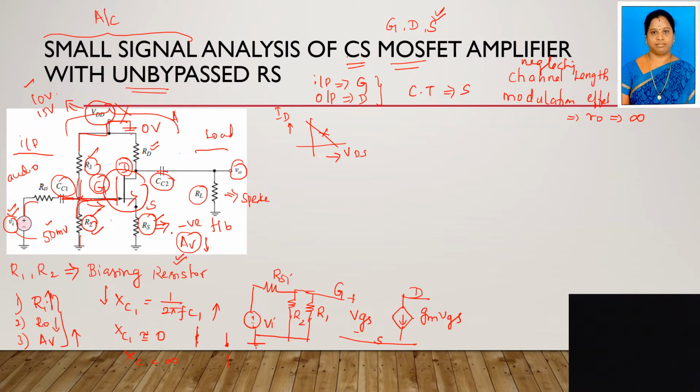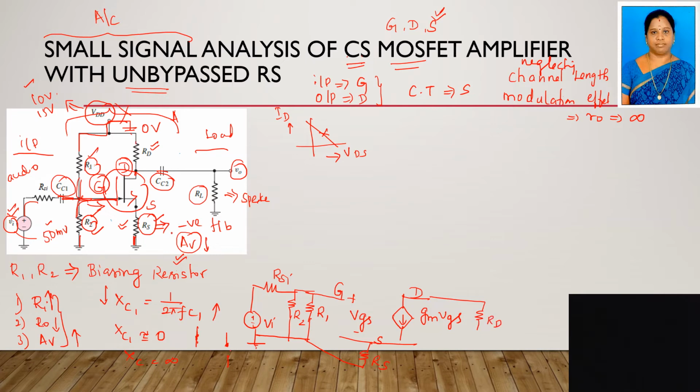Next, the source side. You can see this is your RS resistance. From the source, I have to connect one RS resistance, and its other end is connected to ground. Next, from the drain, you have the RD resistance. RD is connected from the drain terminal.